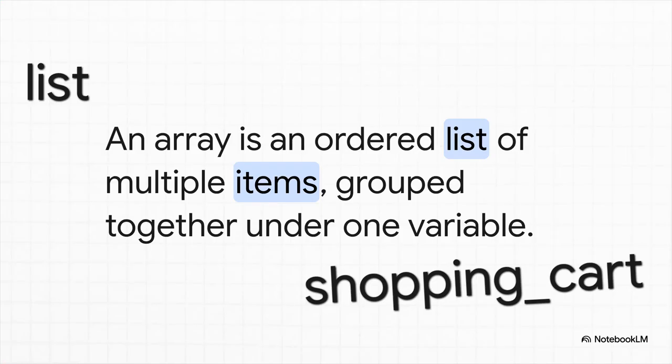An array is probably the simplest way to group stuff together. It's really just an ordered list. Think of it like a to-do list, or maybe your top 5 movies. In this example, it's just a list of facts about a car. It's a collection of different things, all neatly packaged under a single variable name.